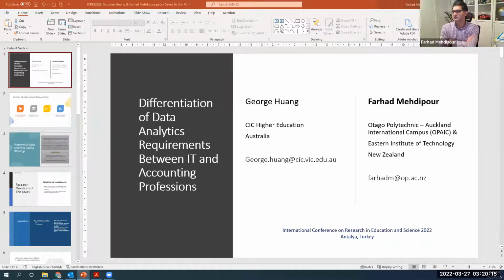So the question in our research is: what does the job market need with respect to data analytics, what data analytics competencies are needed in the professional employment market, and how do the professions distinguish one another in data analytics?